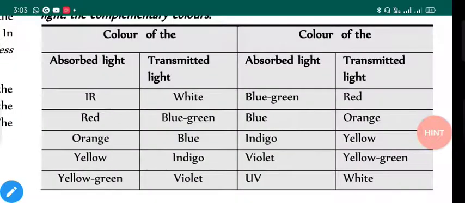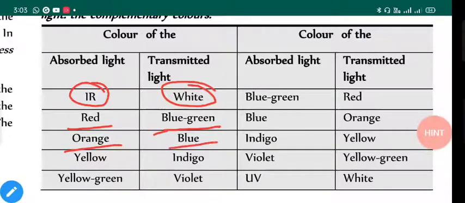Here, data related to absorbance and transmission are mentioned. As we can see, if infrared light is absorbed, infrared does not belong to the visible light range, and that's why we see a white colored compound. If it absorbs red color, then we see a blue-green colored compound. Orange absorbance means blue color. Yellow absorbance gives indigo color. Yellow-green gives violet.